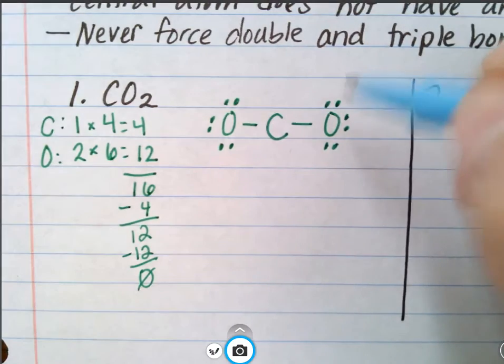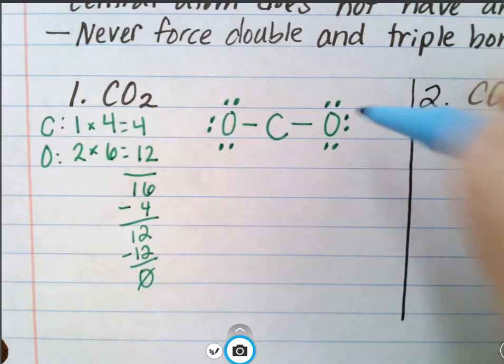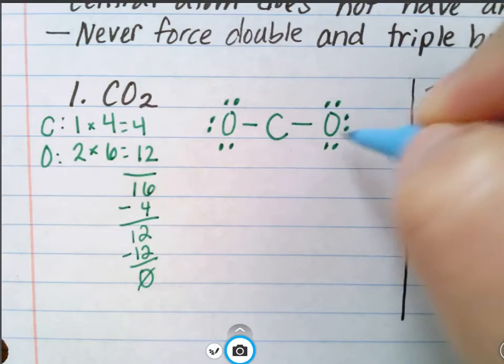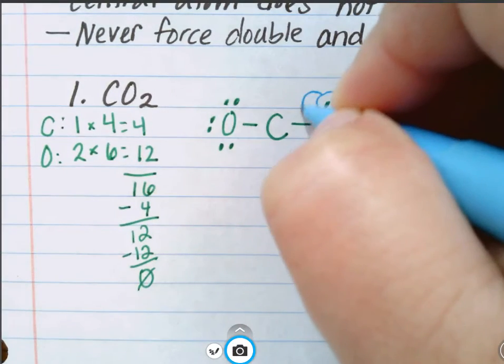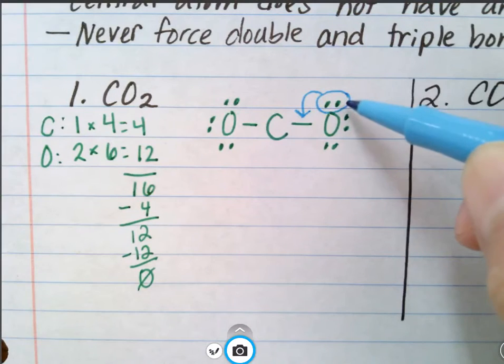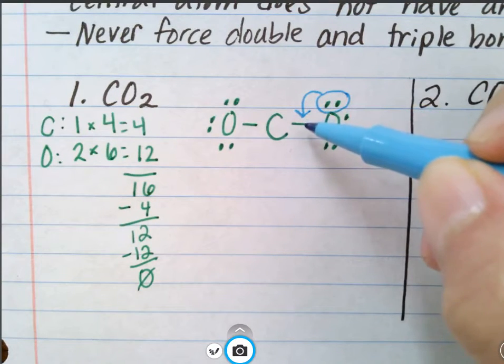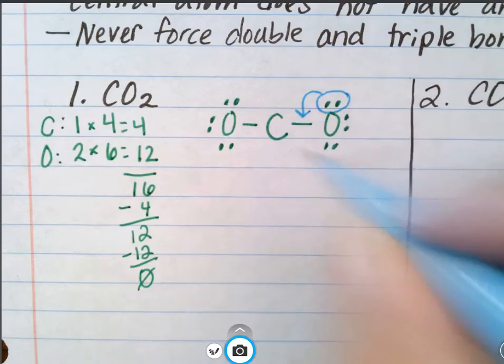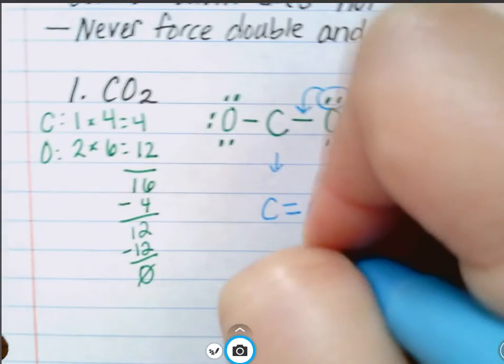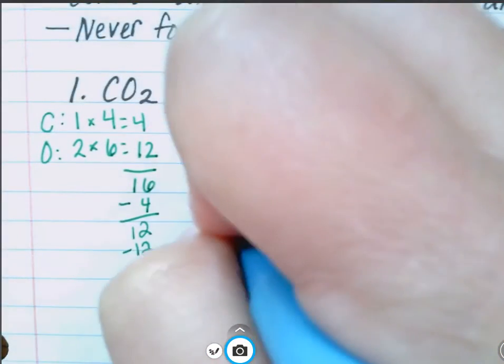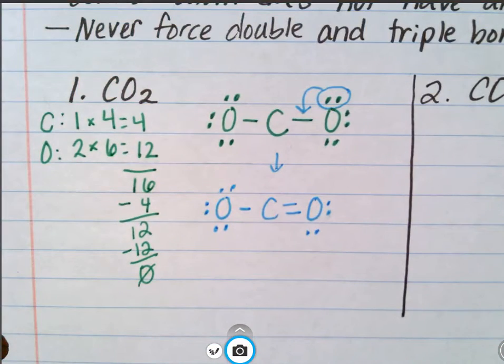So what I'm going to do is move some electrons around. I'm going to force this oxygen, since it has an octet already, to share some of what it has with the carbon. So if I do that, and I turn these 2 dots into a bond here, that's going to look like this. Then I'm going to reevaluate it and see if I've got octets yet.